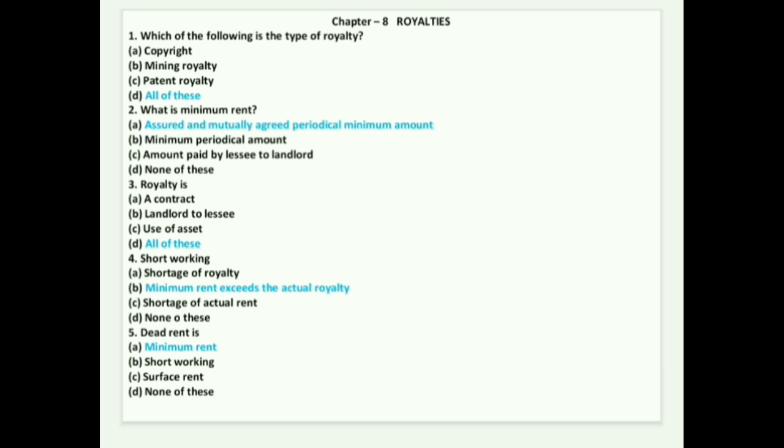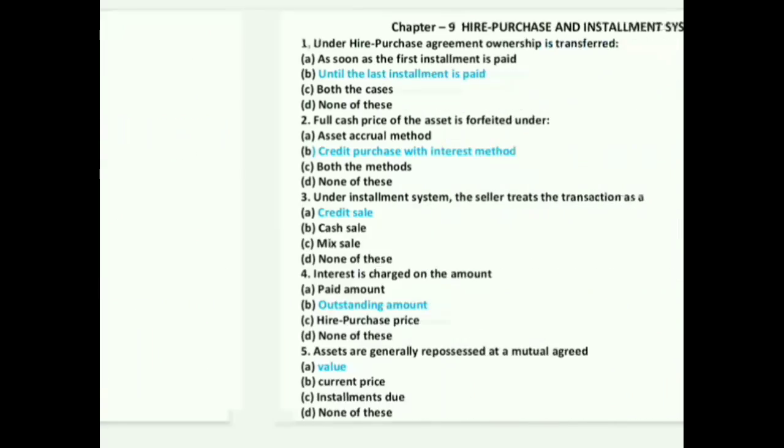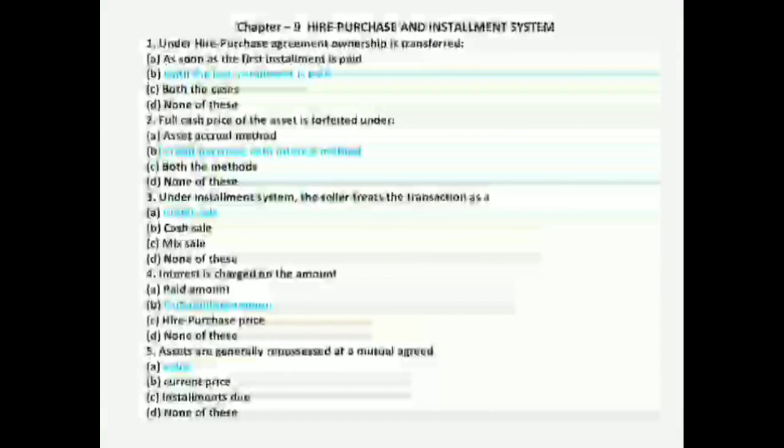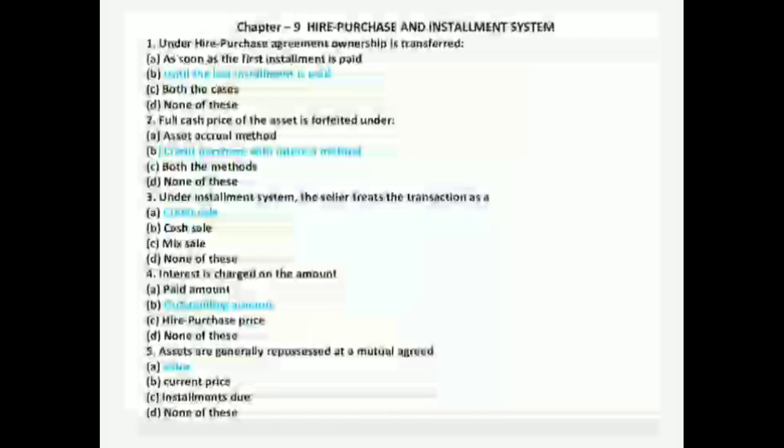Next is dead rent is what? Dead rent is nothing but the minimum rent. Short working and surface rent is not the correct answer. Minimum dead rent is the minimum rent. Okay. Now next is hire purchase installment system.